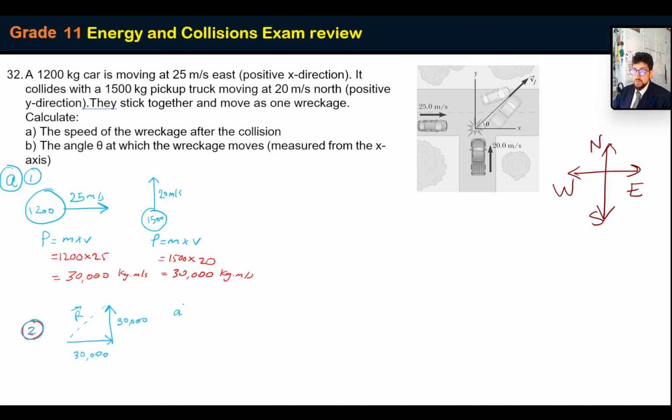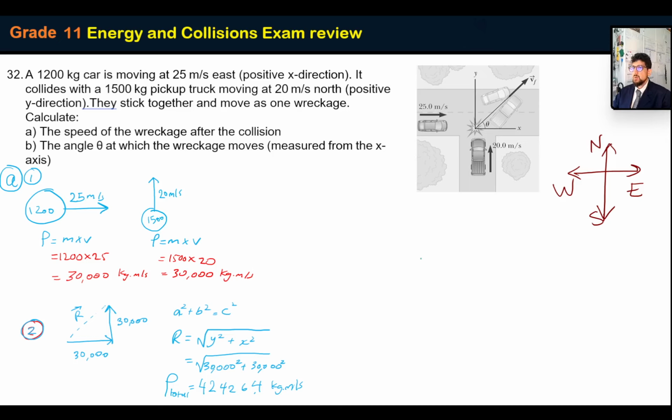Well, obviously it's a squared plus b squared equals c squared. In this case, we're trying to find r. So r is going to equal the square root of x squared plus y squared, which is the square root of 30,000 squared plus 30,000 squared. That's a big number. So r is equivalent to 42426.4 kg meters per second. So what we've just found was the total momentum, which is this momentum over here.